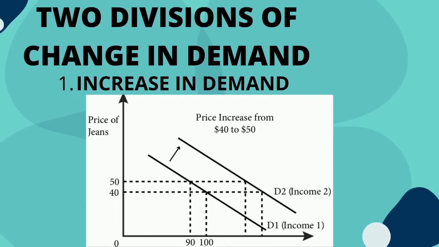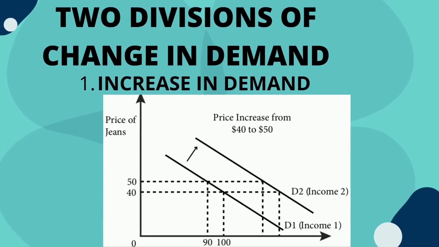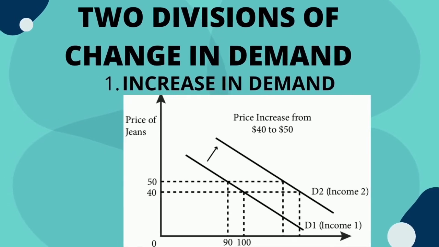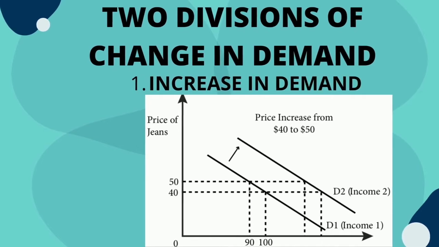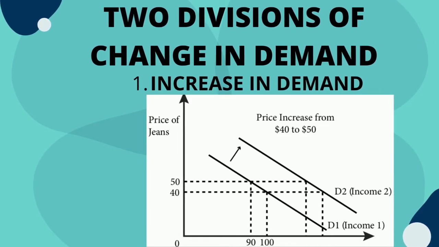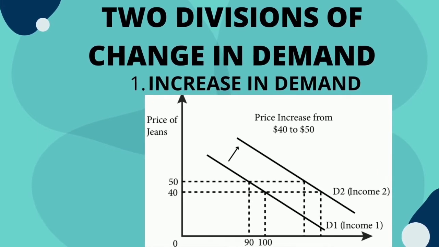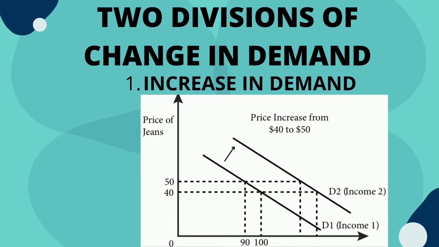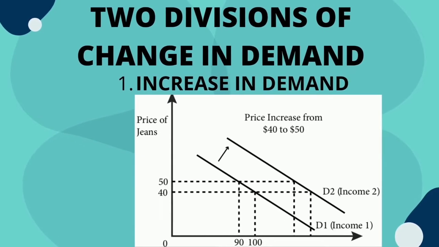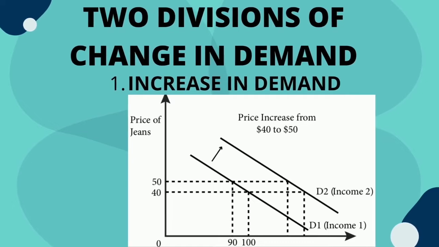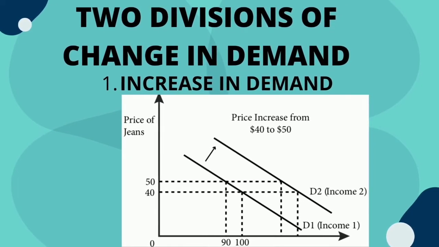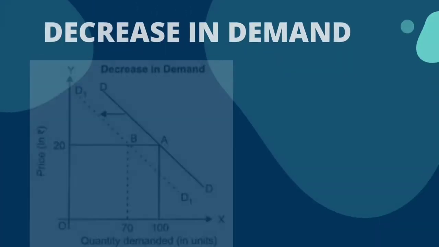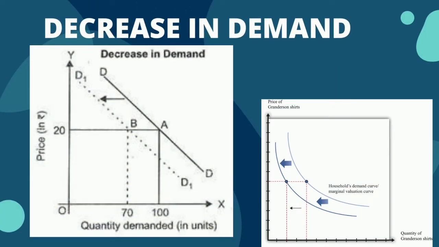Two divisions of changes in demand. 1. Increase in demand. When there is an increase in demand, the demand curve will shift to the right. At the old price, more of the commodity will be purchased. An increase in demand is brought about by a favorable change in factors affecting demand other than the price of the commodity. For example, the arrow in the diagram is pointing to the right, meaning increase in demand.